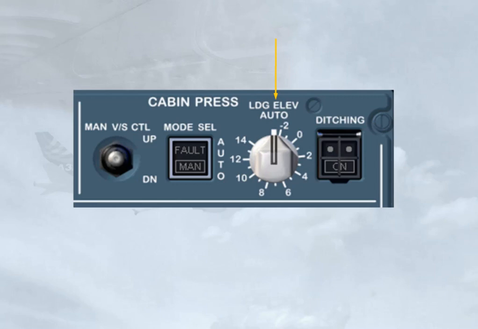Landing elevation, which is required by the pressurization system, is then provided by the FMGS based upon elevation of the destination airport. If the landing elevation is not available from the FMGS, then it can be set manually using this selector.